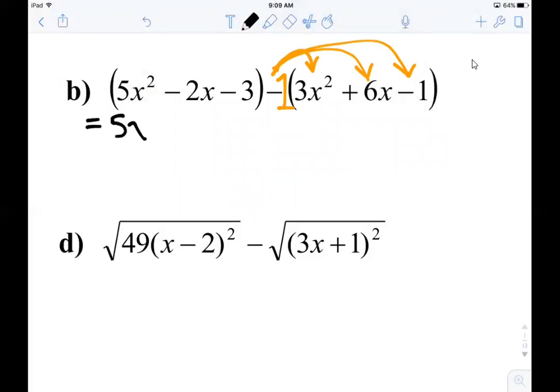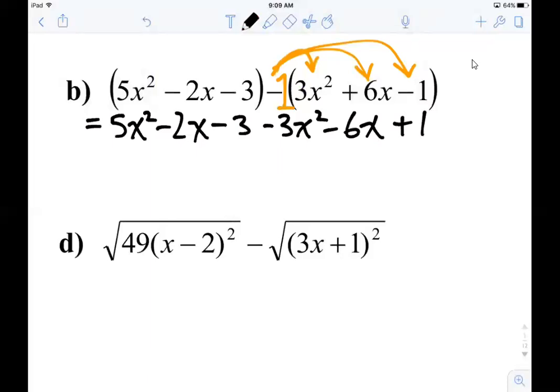So we rewrite the 5x squared minus 2x minus 3 that we already had. And now this is where I have to be careful. I'm going to have minus 3x squared, minus 6x, and plus 1. Really, you can see what happened there is that the sign of each term that I had inside that second bracket just ended up switching to its opposite because I multiplied them all by negative 1.